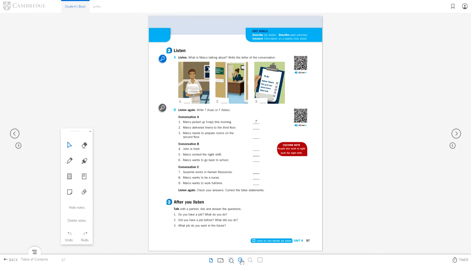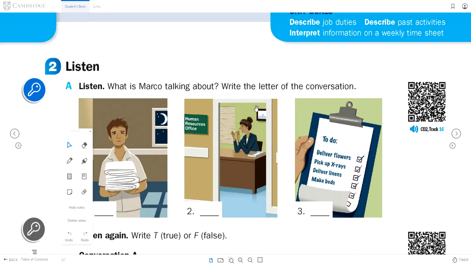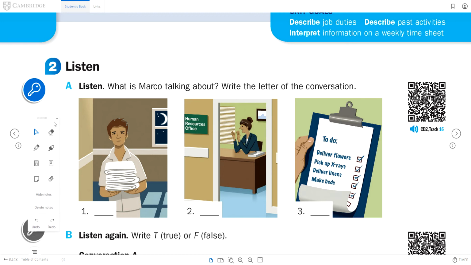And what we are going to do is exercise 2A. Okay, we're going to do this one. So what I need you to do now is listen to the conversations. You're going to listen to actually three conversations: conversation A, conversation B, conversation C. Then you have to match each with the picture that makes sense with the conversation. Okay? So now let's take a moment to listen.